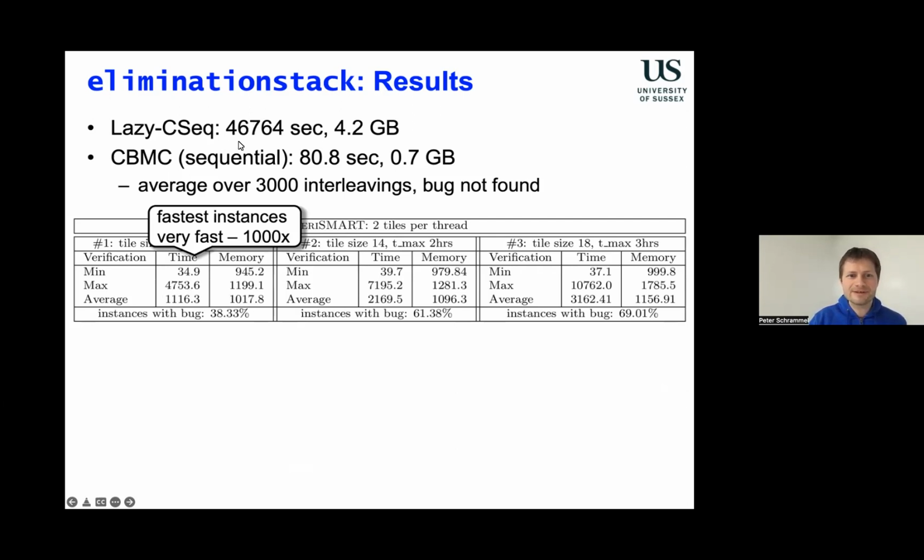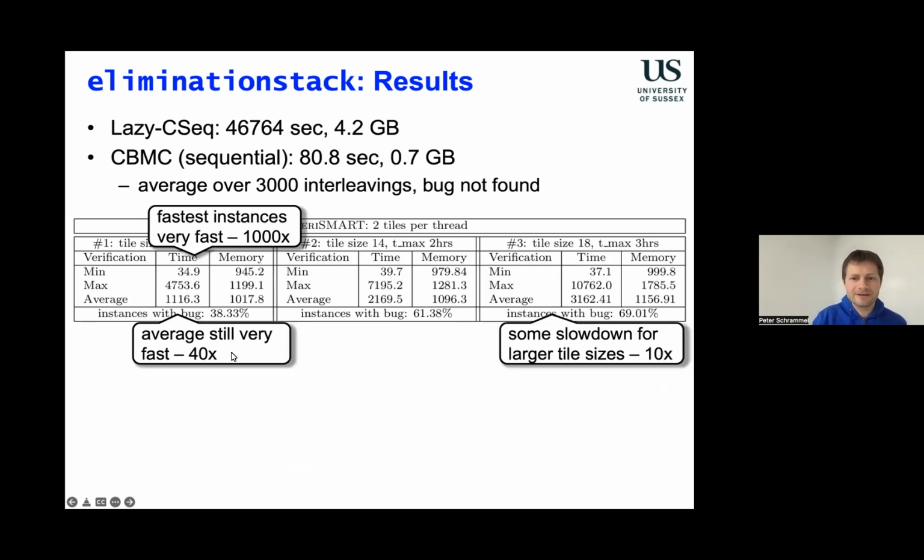The slowest ones are still 10 times faster than solving the entire benchmark in a single run. And on average, the speed up is 14 times. The other thing is, with larger tile sizes, of course, it becomes slower because we have more interleavings in each instance. Still, the speed up is 10 times here.